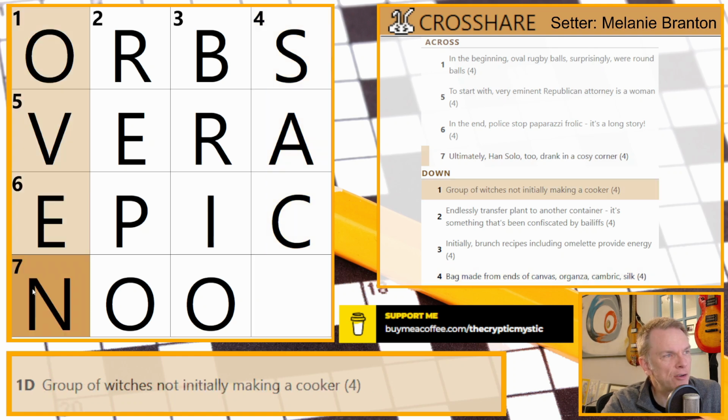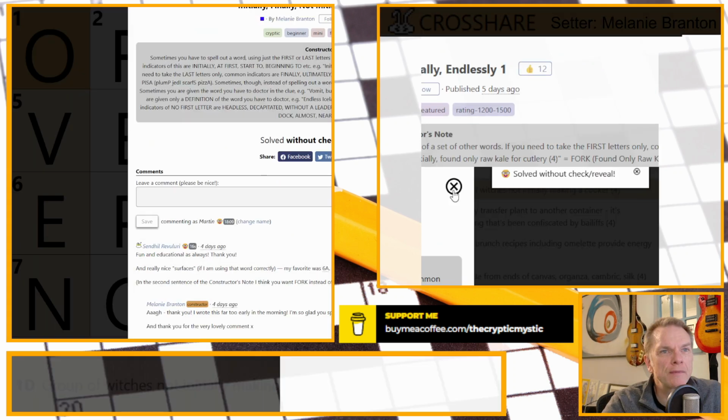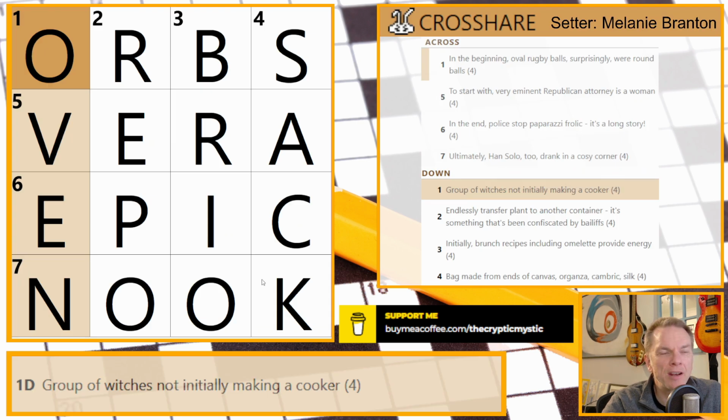See? And then 7 across. We already know this is a K now, but let's just work out how it works. So ultimately, Han Solo 2 drank in a cozy corner. What a nice clue to end with. So ultimately, there's that wordplay indicator again. We're looking for the last letters, aren't we? We're last letter of hand, solo, 2, and drank. And that gives us nook. See that? How nice is that?